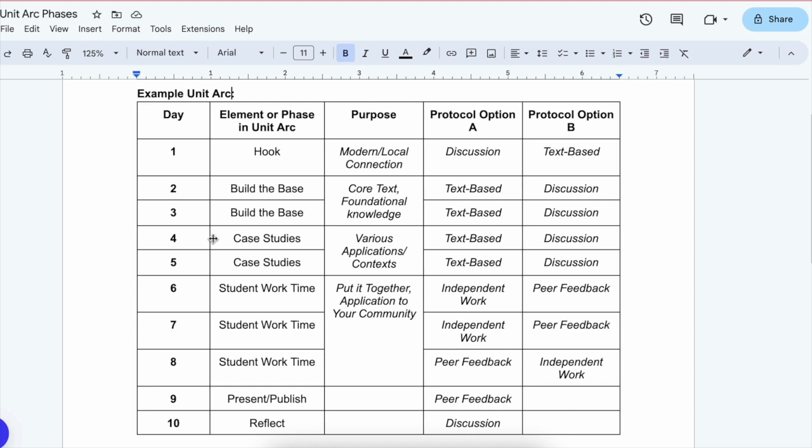Now, build the base has to hit on your core text or foundational knowledge. Now, if you don't know what the foundational knowledge is for the unit, I would say look again at your project or driving question. What is framing the unit? So if your project question or your driving question that I've historically called it is something I think we might do this in the next video, a great U.S.